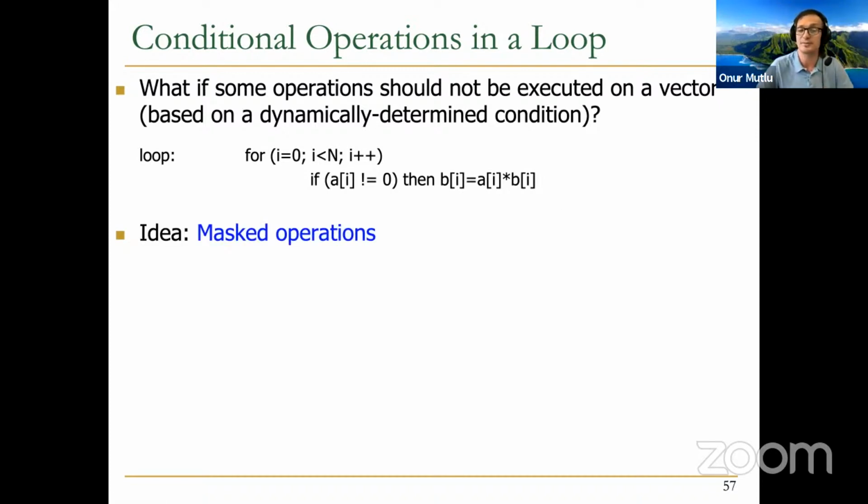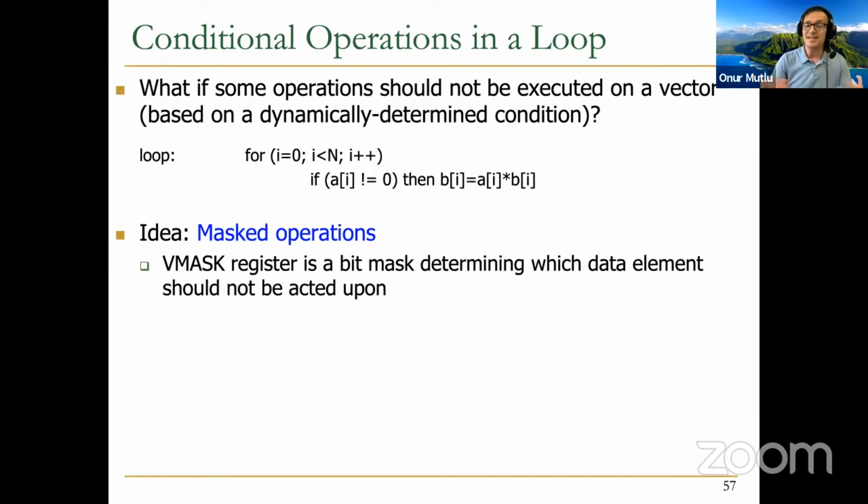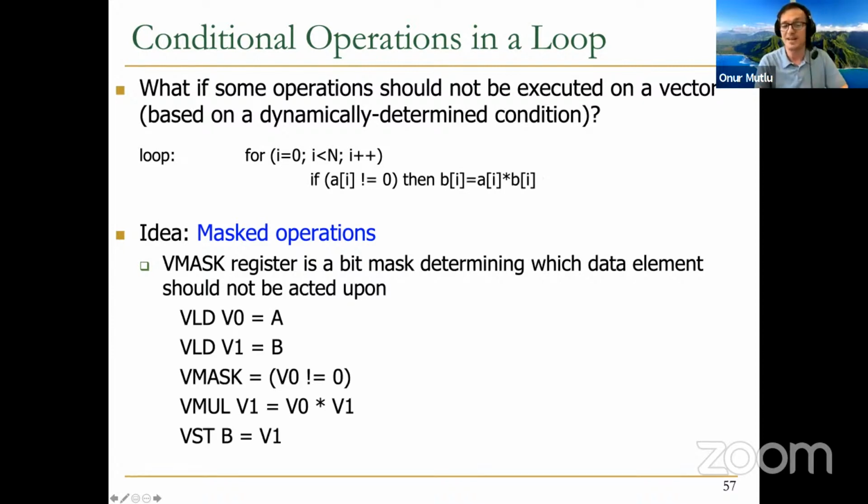So the idea is to do masked operations in vector processing. The vector mask register is a bit mask determining which data elements should not be acted upon. Clearly, the data elements that are zeros should not be acted upon in this case, right? So you can code this nicely. And this is the code, basically. You load array A into vector register 0, like we have seen earlier, array B into vector register 1, and then set the mask register by checking each element of vector register 0 and checking if it's not equal to 0. If it's not equal to 0, the bit in the mask register will be 1. And then we do the multiplication. So basically, this multiplication is done only on elements where the mask register is set to 1.